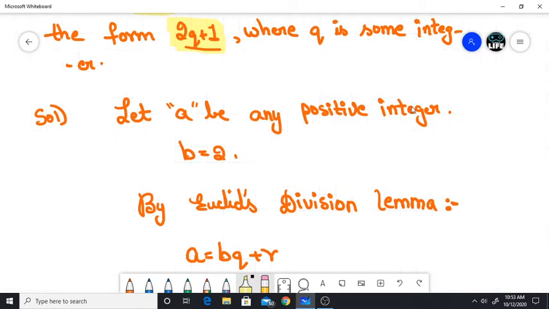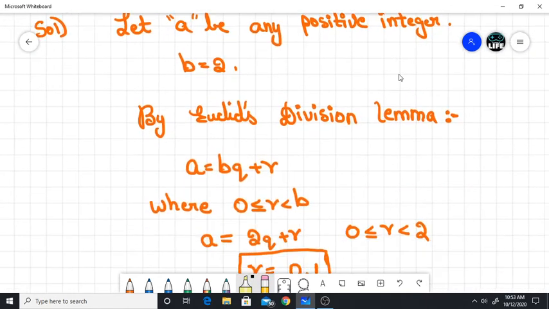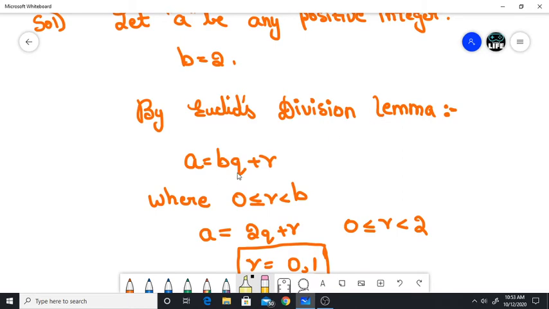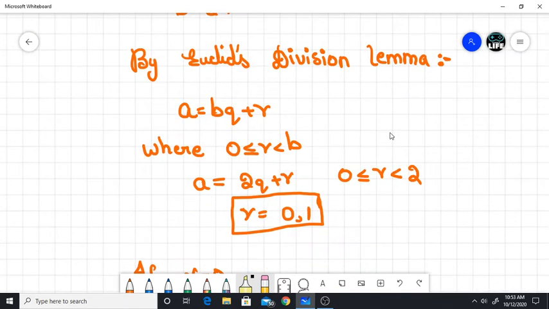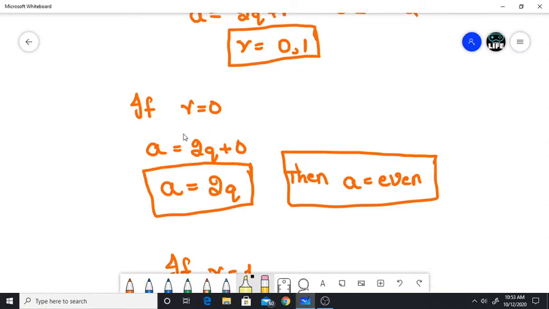Let a be any positive integer and it is given that b equals to 2. By Euclid's division lemma, a equals to bq plus r, where 0 less than or equals to r less than b. The question is given like a equals to 2q plus r and 0 less than or equals to r less than 2 because b equals to 2. Then we can simply say that r equals to 0 or 1. Okay, we have to check if r equals to 0.